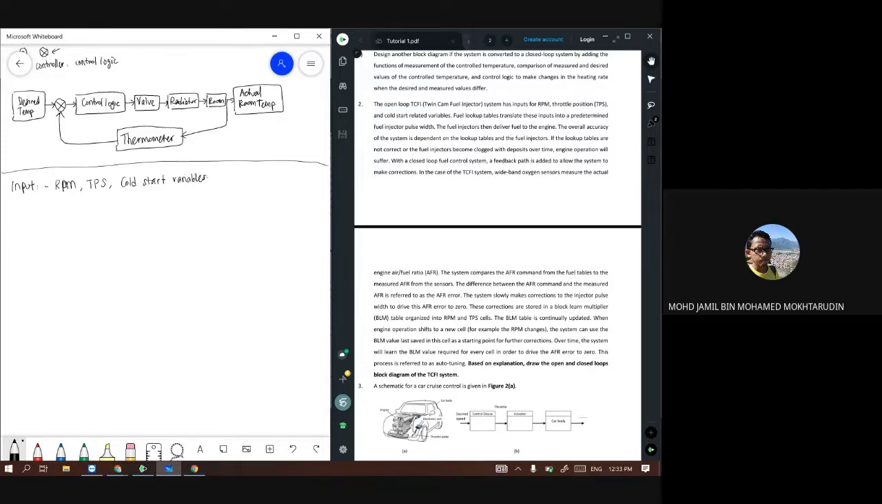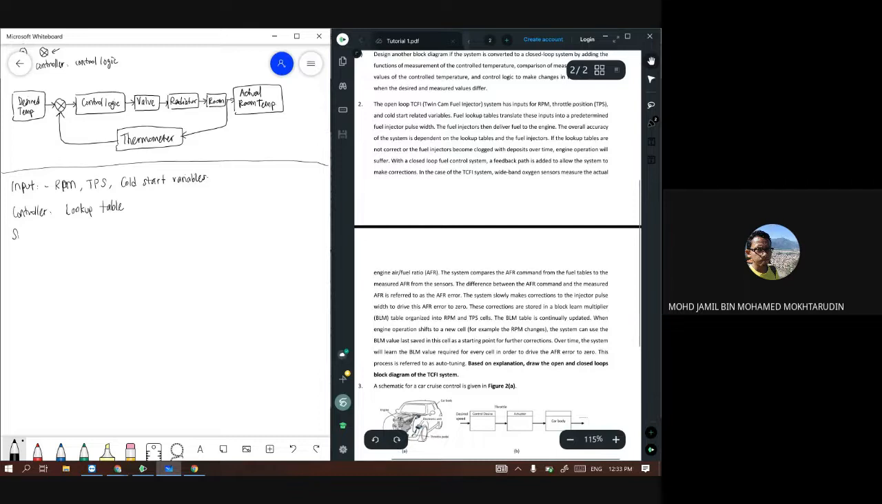And then these inputs go into a predetermined fuel injector pulse width lookup table. So there is a lookup table that takes these inputs and produces one output. Maybe we can put the lookup table as something like a controller. So, lookup table. And then it will go into a predetermined fuel injector pulse width.